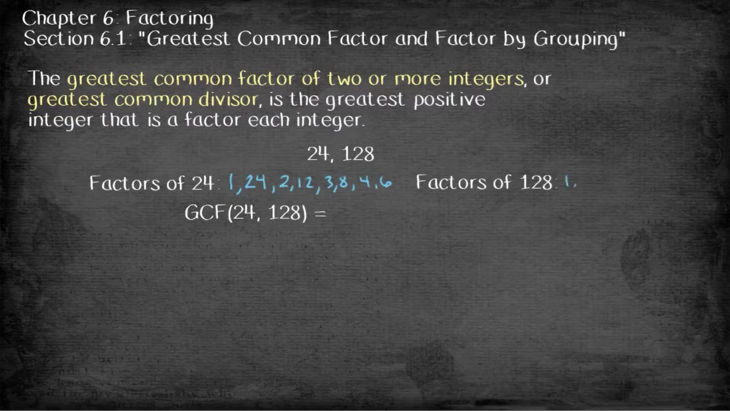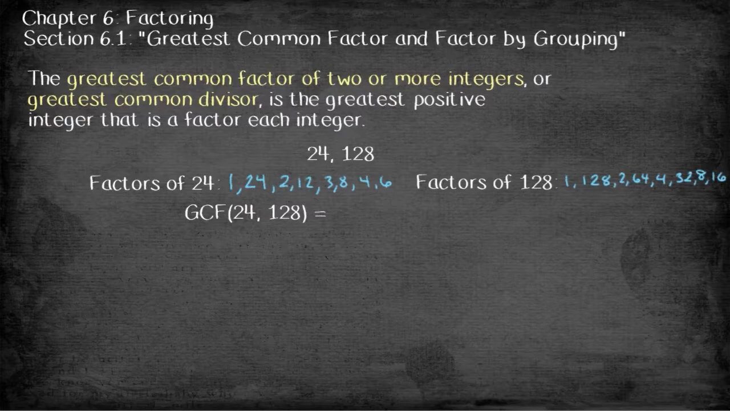For 128, let's see. I know 1 and 128. I know 2 and 64. 3 doesn't go into 128. 4 and 32. 5 and 6 don't go in. 7 doesn't. 8 goes in 16 times. And I think that's it.